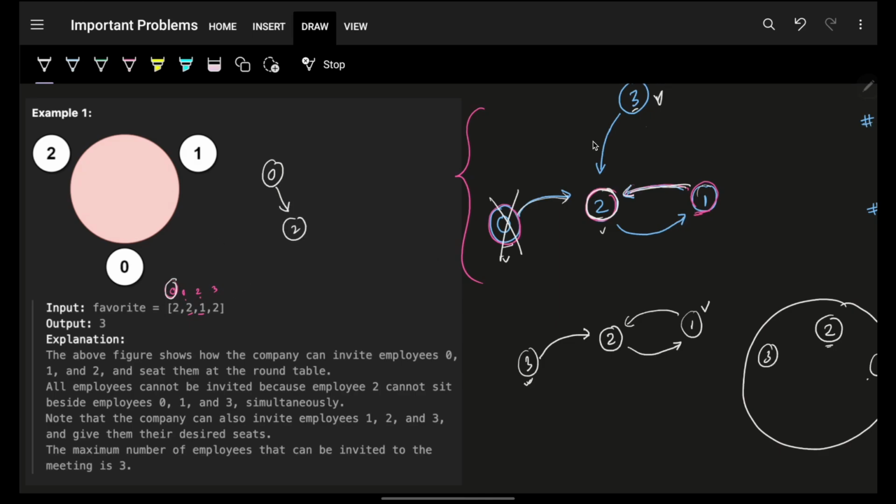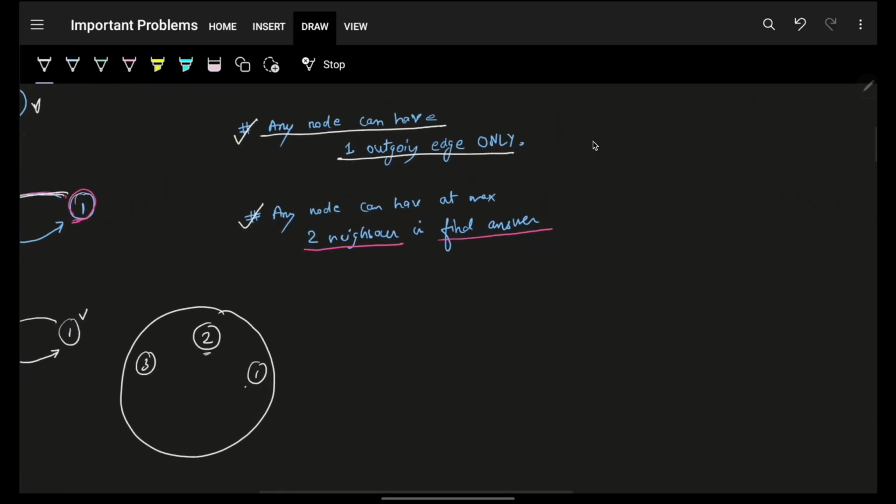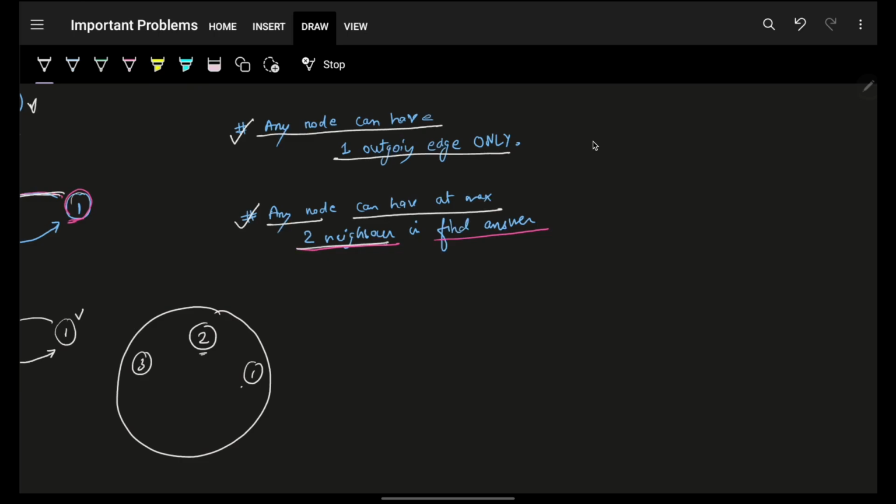As in, for these are the persons. So these are persons which are indexes. Indexes are unique. That is the reason I can have only one outgoing edge from one specific person. Okay. The next observation we can make is that any node can have at max 2 neighbors in the final answer.